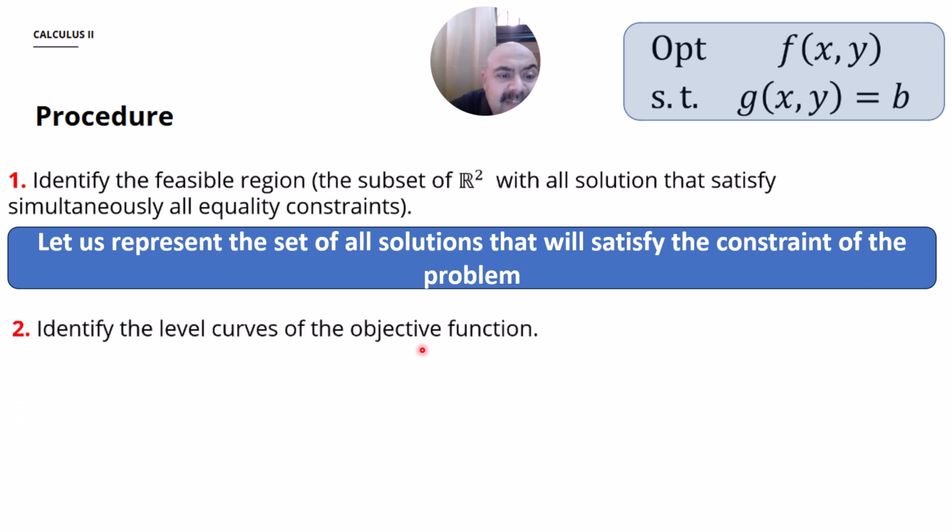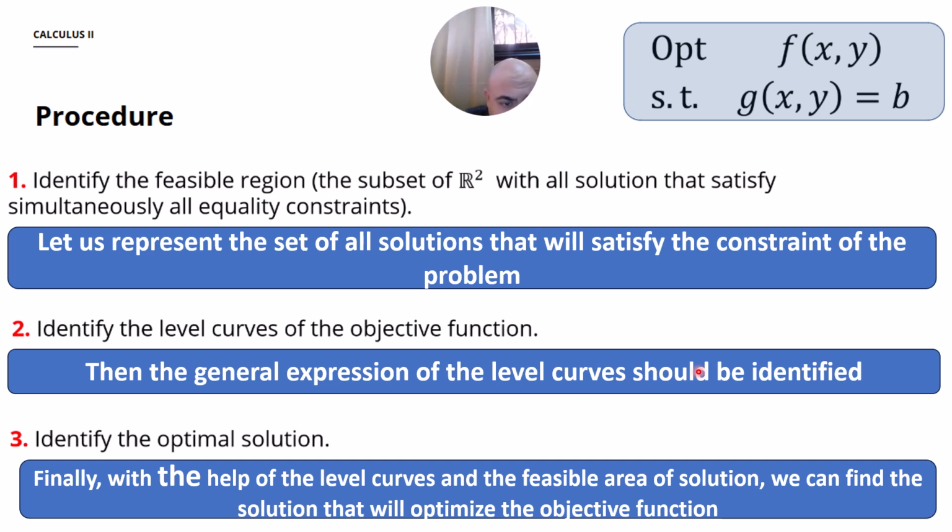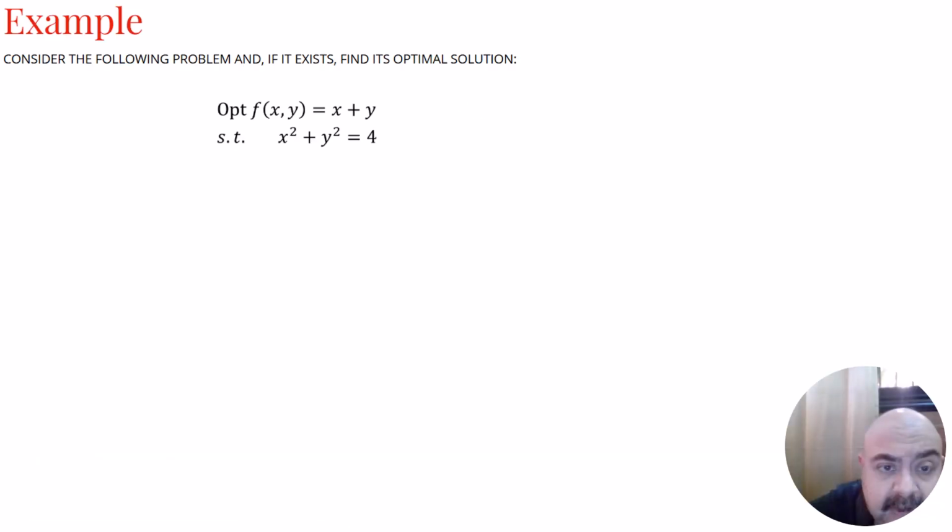Number two, identify the level curves of the objective function. I will also need to generalize the expression of the level curve that should be identified. Number three, identify the optimal solution with the help of the level curves of the problem and the feasible area of solutions. To clarify all of this, I will take just a simple example, as we will see.